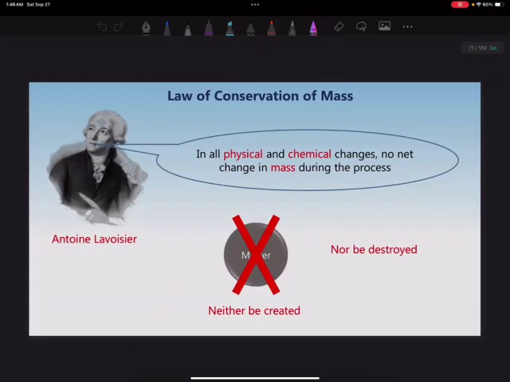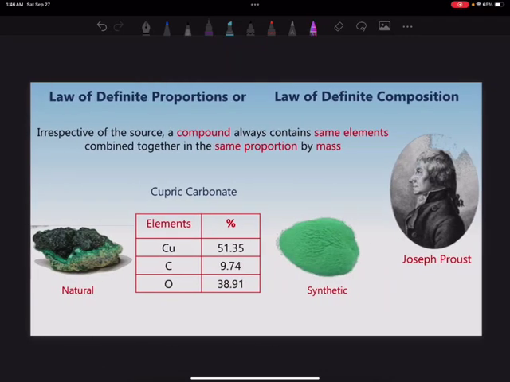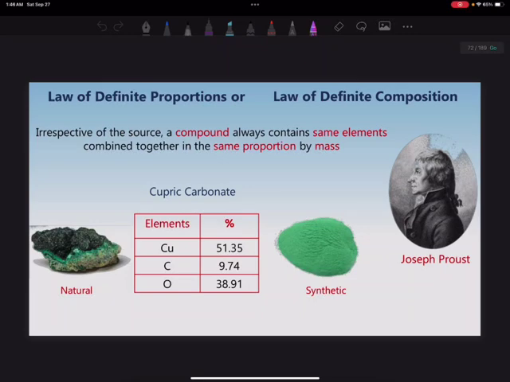Okay, now let's learn about law of conservation of mass. It was given by Antoine Lavoisier. This is an important MCQ. He said that mass can neither be created nor be destroyed, but can only be transferred from one form to another. Law of definite proportions, also known as law of definite composition, says that irrespective of the source, a compound always contains the same elements combined together in the same proportion by mass. For example, copper is always 51.35%, carbon is always 9.74% and oxygen is always 38.91%.